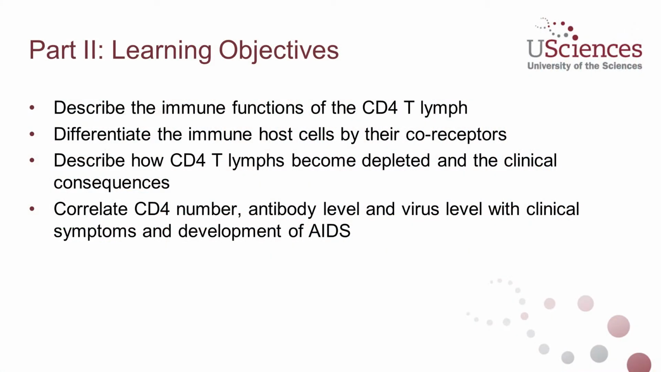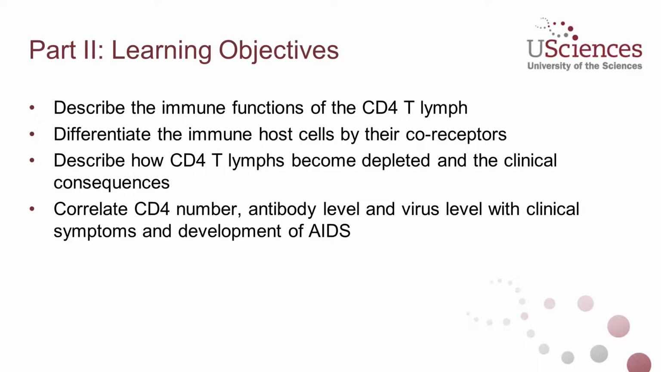So the learning objectives for the second part are to describe the immune functions of the CD4 T lymphocyte, which is the host cell, and to differentiate the immune host cells by their co-receptors. You'll find out that there is more than one host cell, although the lymphocyte is the primary one.